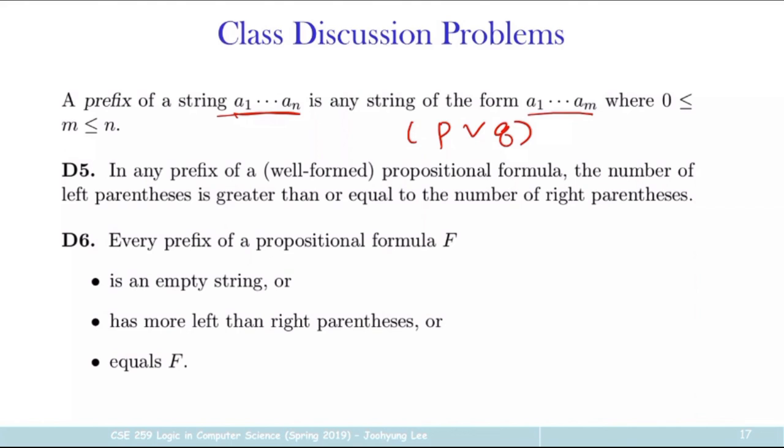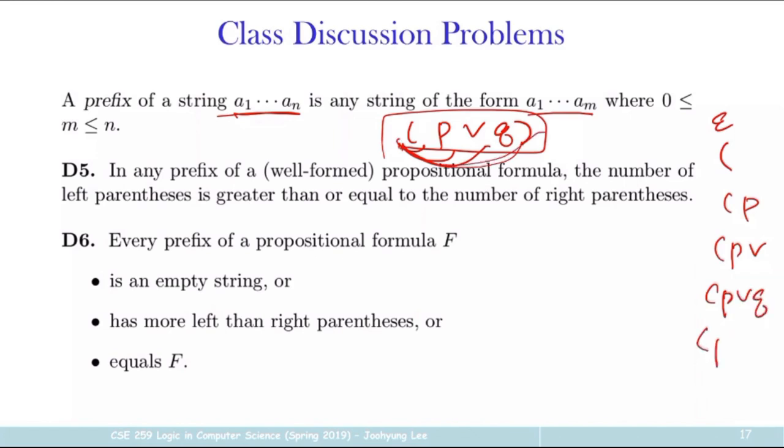Okay, so if you have this as your string, how many prefixes are there? The first one is actually the empty string, which is a prefix. And this is also a prefix, taking only one. Taking 2 is also a prefix. Taking 3 is also a prefix. Taking 4 is also a prefix. Taking the whole string is also a prefix. So this formula has 1, 2, 3, 4, 5, 6 prefixes. So you get it, right? A prefix is just an initial segment. Okay, any initial segment.